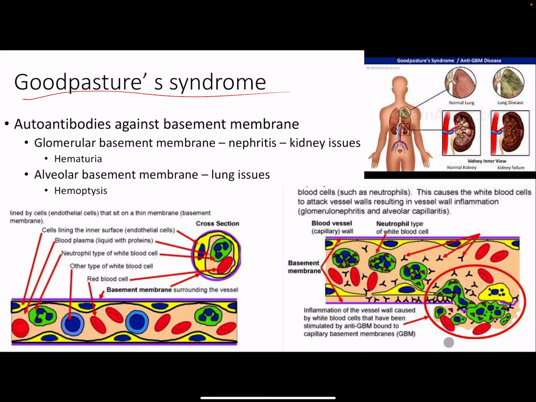Goodpasture syndrome. Antibody specifically against the basement membrane, which is just a small, thin layer of extracellular matrix. Specifically, this is going to affect the kidneys and can cause nephritis. If it's affecting the kidneys, it can cause blood in the urine. It can also affect the lungs, the basement membrane there in the alveoli, and this can cause somebody to basically puke up blood.